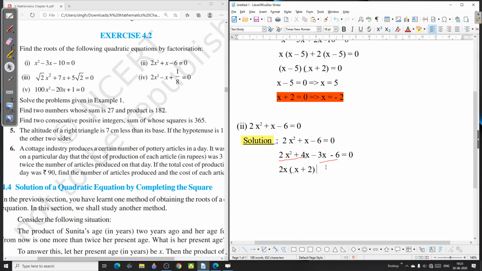Then similarly from the third and fourth terms we can take out minus 3 common. What will remain from here? From minus 3x we have taken minus 3 common, so remaining will be x, and from minus 6 we have taken minus 3 common, so remaining will be plus 2, because minus 3 into 2 is minus 6. It will not be minus 2, equal to 0. Now, in these two terms, what is common? X plus 2 is common.